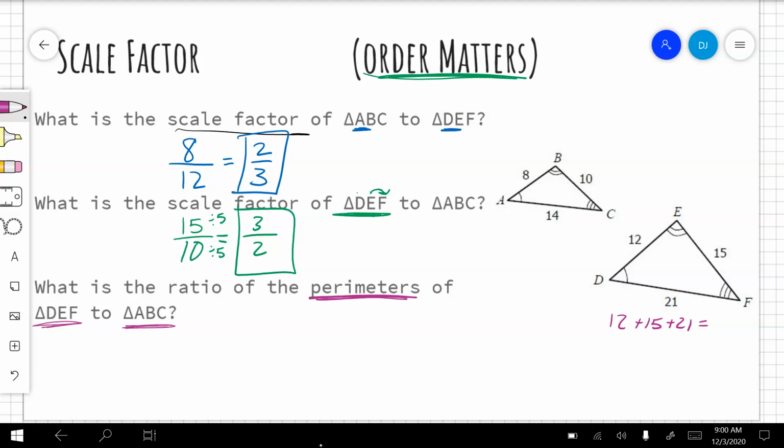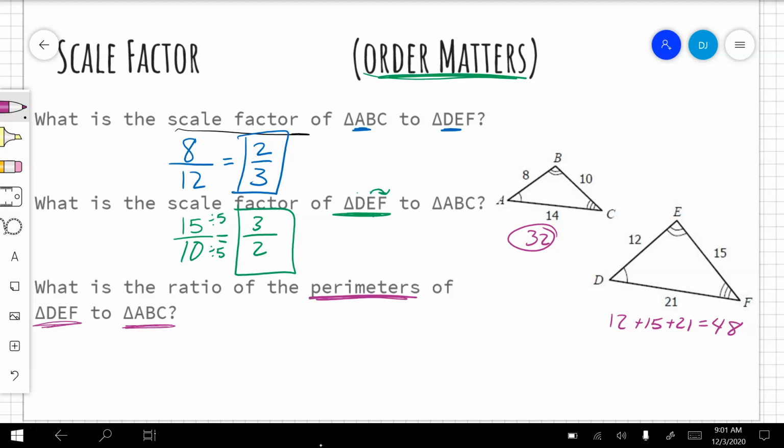And that's going to give me a perimeter of 48. And then for the other triangle, we have 8 plus 10, which is 18, plus 14, which is going to give me 32. So that's the perimeter for triangle ABC.